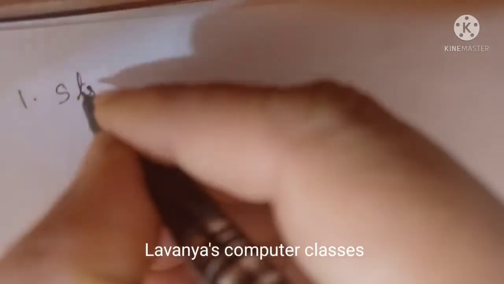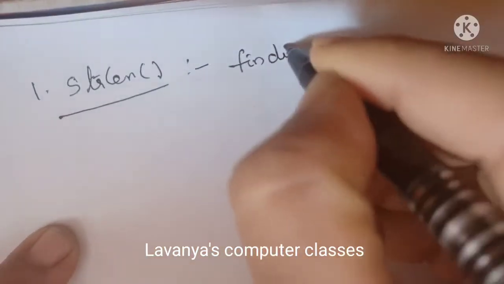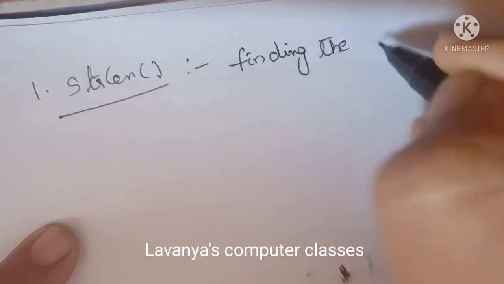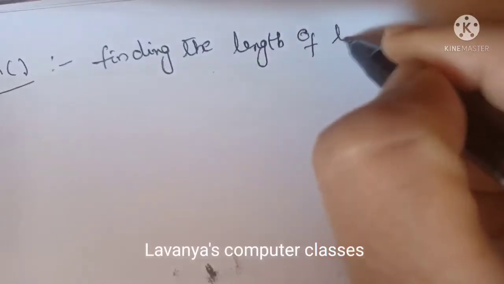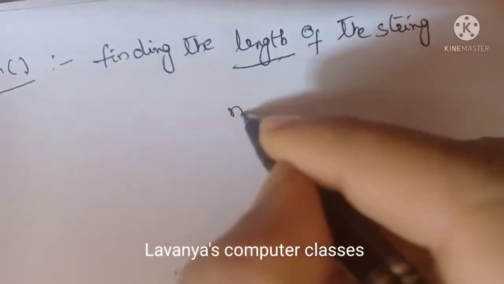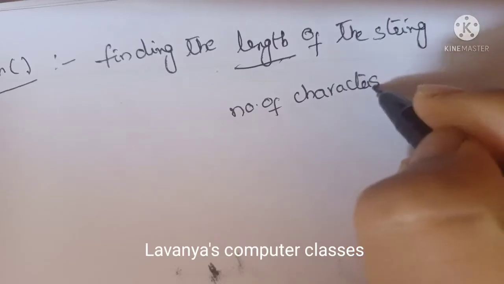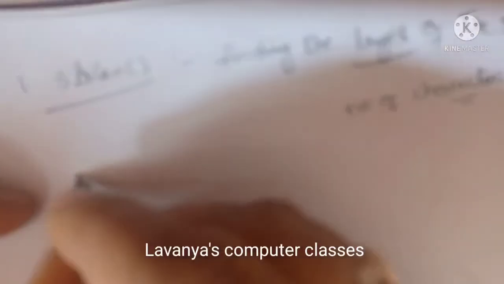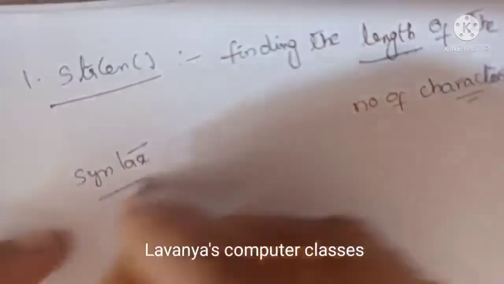The first function is strlen. Len means length. It finds the length of the string. strlen is used for finding the length of the string. What is the meaning of length of the string? It means the number of characters in the given string. This is the syntax. Now I am writing the syntax.